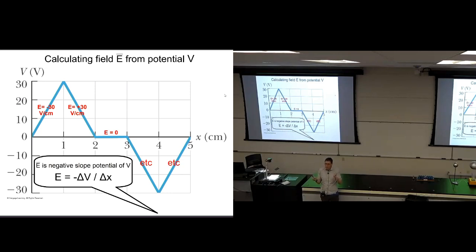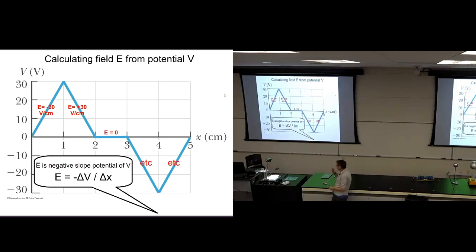What's the slope of the potential? Slope of the potential is delta V over delta X. Delta V is 0 from 2 to 3 centimeters. Delta X is 1 centimeter. 0 over 1 centimeter is 0. The slope of the potential from 2 to 3 centimeters is 0. And so the field in this region is 0. This is a field-free region, no electrical field.